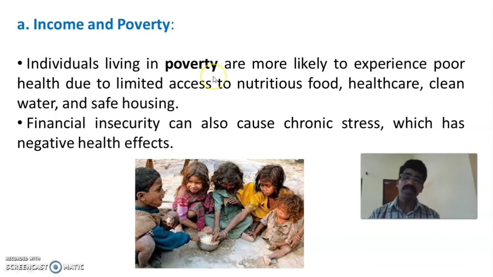So individuals living in poverty are more likely to experience poor health due to limited access to nutritious food or a balanced diet, limited availability of healthcare services, and limited availability of safe drinking water or clean water, and safe housing standards and a safe housing environment. So people who are BPL, below the poverty line, may have limited access to or lack of nutritious food, healthcare services, clean water, and safe housing standards and environment.